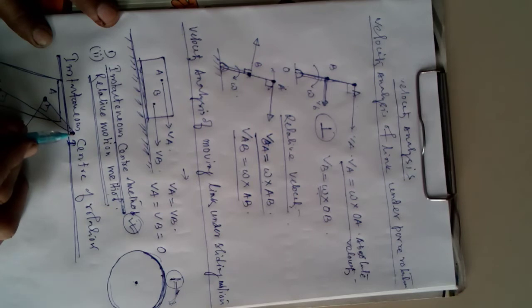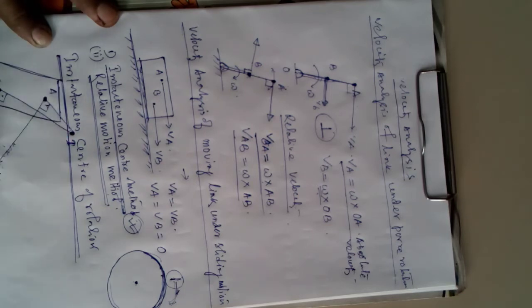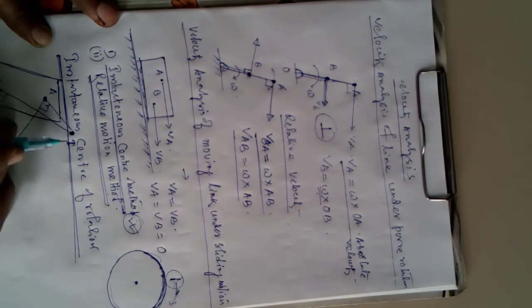Okay, so earlier, suppose the velocities of A and B are not known. If you want to find out the velocity of VA and the velocity of VB, we have to find out the instantaneous center of rotation, so that we can find out the velocities VA and VB. So that is the procedure.